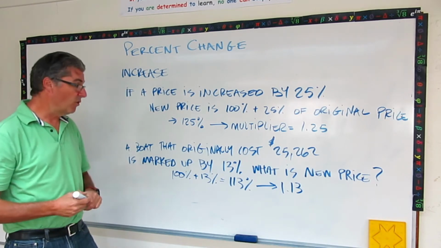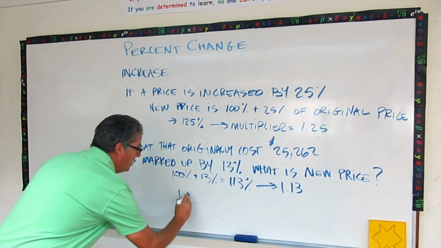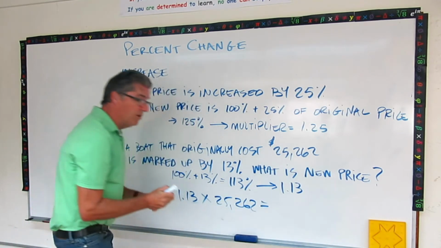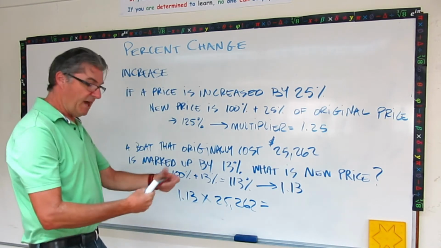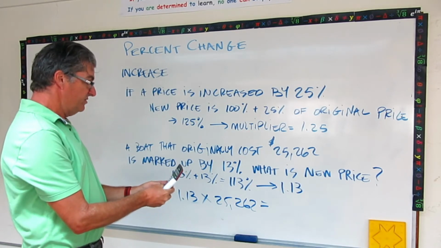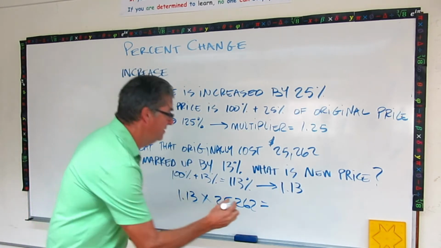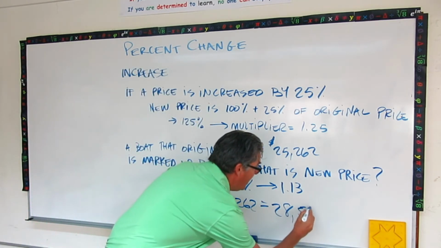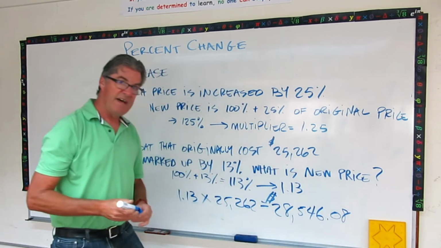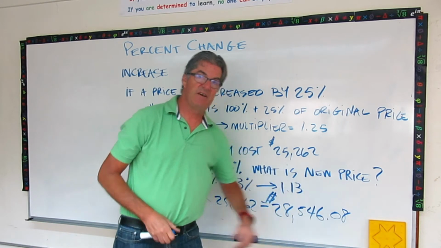Okay, this is pretty straightforward. We just use the multiplier and the old price. So we're going to do 1.13 times 25,262, and that will give us our new price. Let's see what we get. 1.13 times 25262 equals 28546. And there's some change on here. Remember, money has cents, so if we're strictly increasing our price by 13%, there's 8 cents out there.